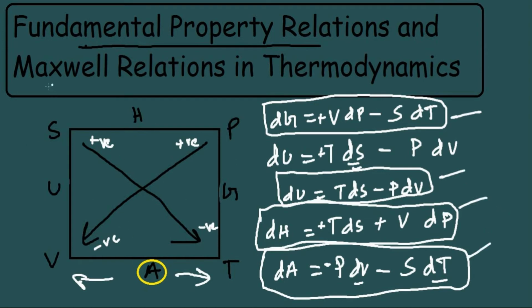Now I will derive the Maxwell's relations using this same square. So I have the same square which I had used to derive the fundamental property relations. Now I will use this to derive the Maxwell's relations. So I will write the properties only at the corners, that is S, V, T and P. So entropy, volume, temperature and pressure. The arrows are in this manner.